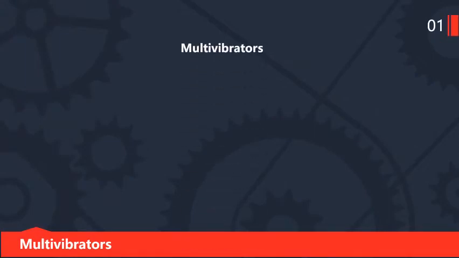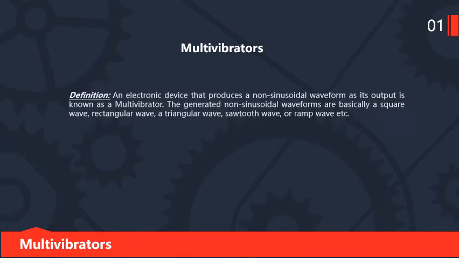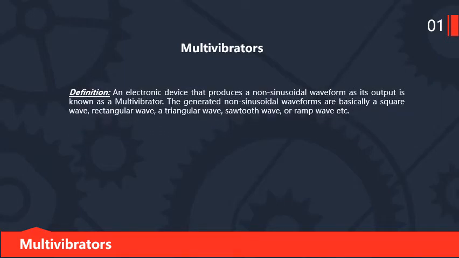So the first question that occurs in our mind is, what is a multivibrator? The definition of multivibrator is: an electronic device that produces a non-sinusoidal waveform as its output is known as a multivibrator. The generated non-sinusoidal waveforms are basically a square wave, rectangular wave, triangular wave and sawtooth wave or ramp wave etc.